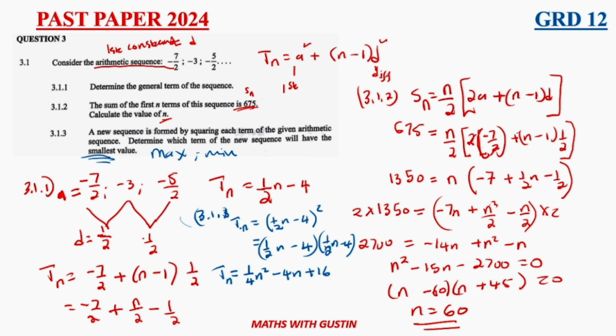So basically, if they ask you for the minimum, guys, you know what to do. You're just going to go ahead and find minus b over 2a. The same thing we do with a parabola, guys. So minus b here is negative 4, our b, all over 2 times 1 over 4, which is half. Therefore, when you multiply it through, our n value should be equal to 8. So the smallest value here should be at n equal to 8.